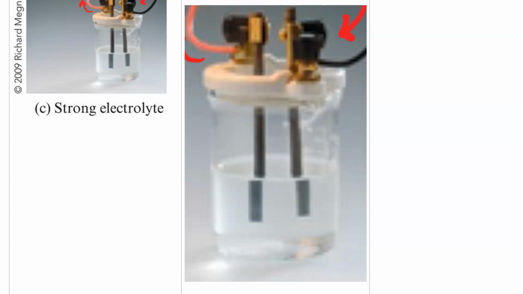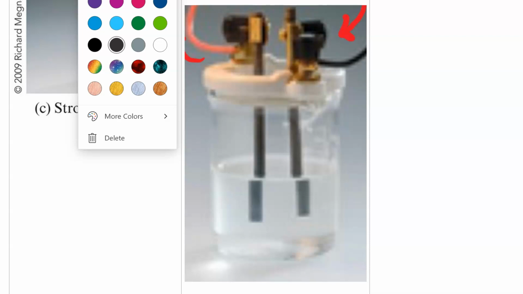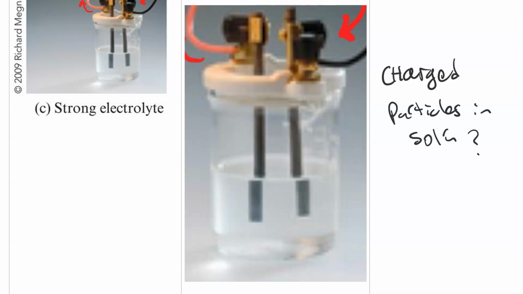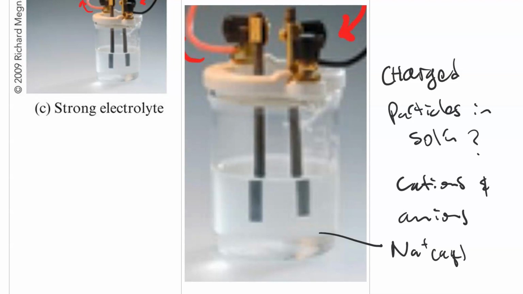And we've seen this. What kind of charged particles can be present in solution? The answer is cations and anions. For instance, this could be a sodium chloride solution. So there'd be Na+ ions and Cl- ions present in solution.